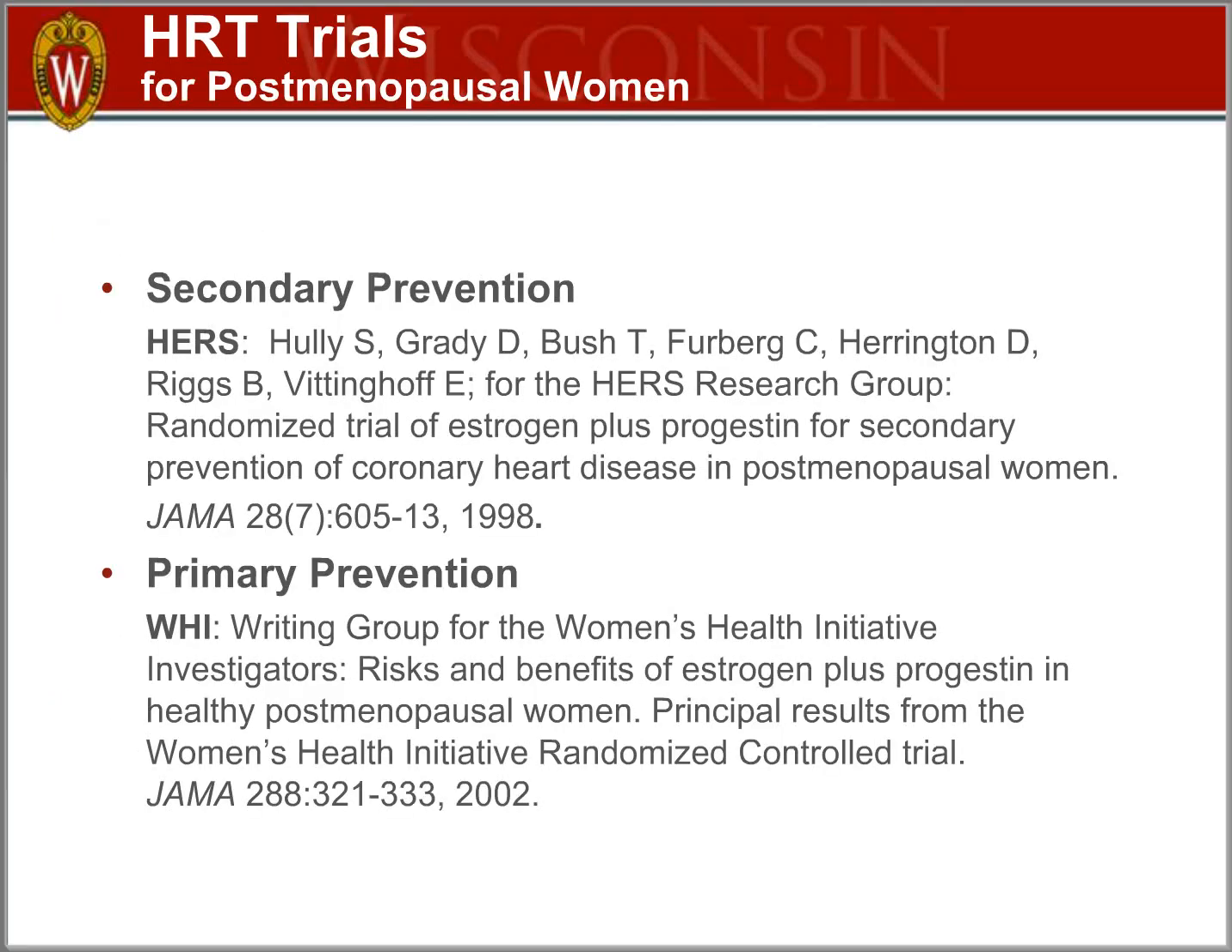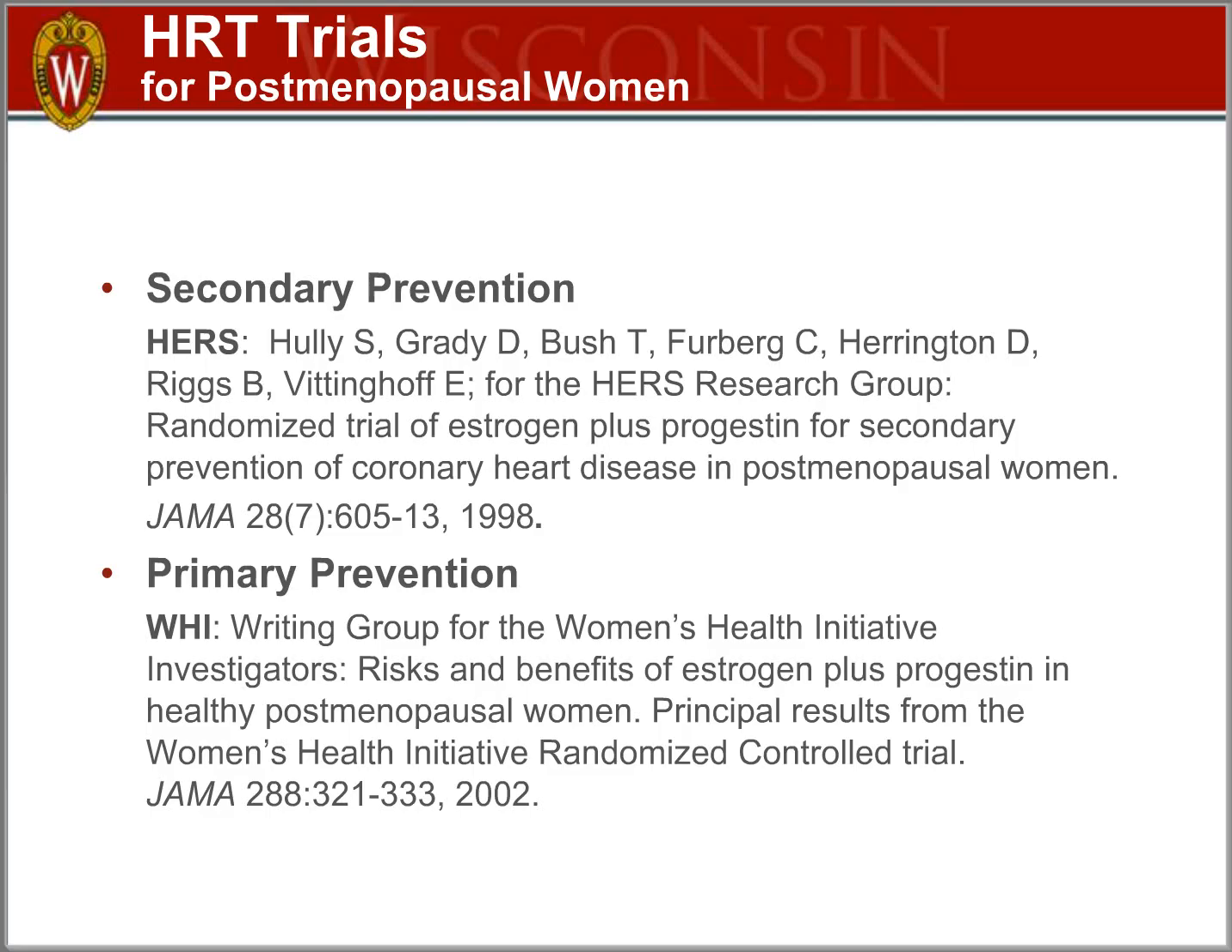2 trials were conducted in a similar period of time. One is a secondary prevention trial and one a primary prevention trial. 2 labels, again, which I need to explain. Primary prevention trials are trials where we want to prevent the event from ever occurring. Secondary prevention trials are trials in which we want to prevent an event from happening again. So if you had a heart attack, we want to prevent the second heart attack.